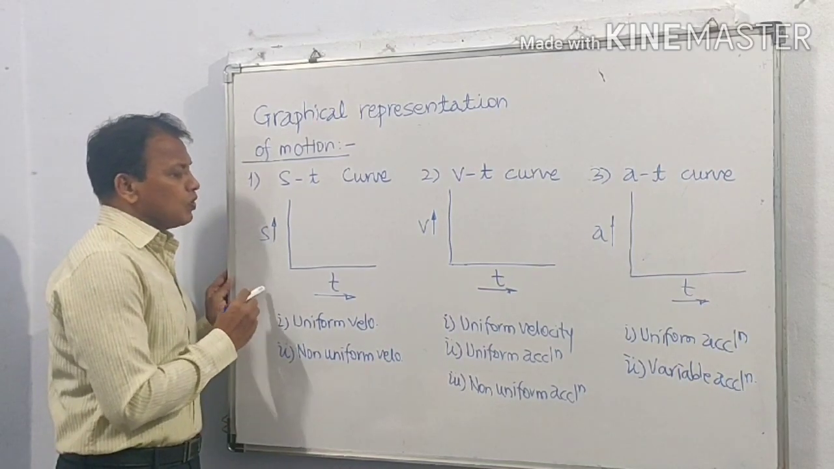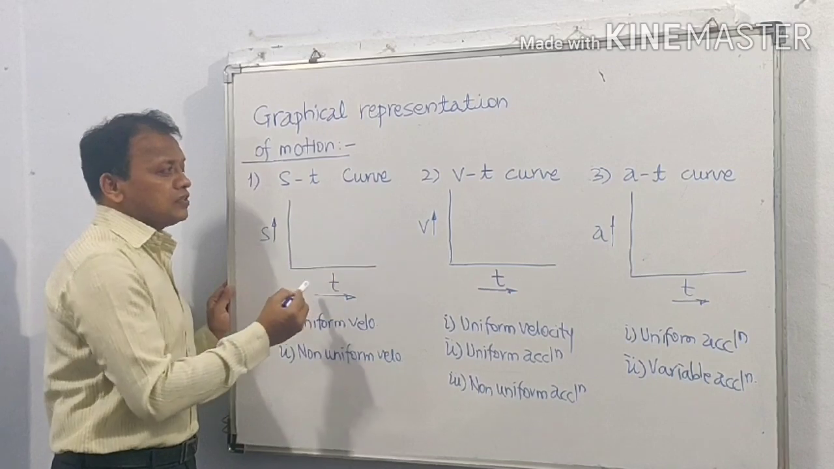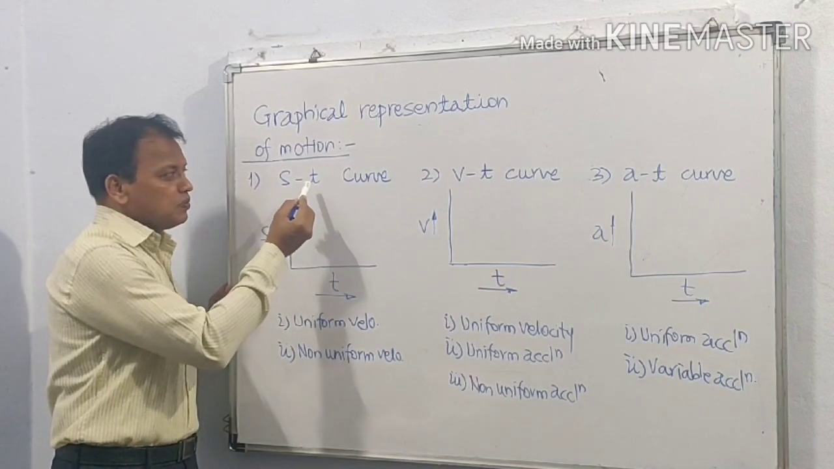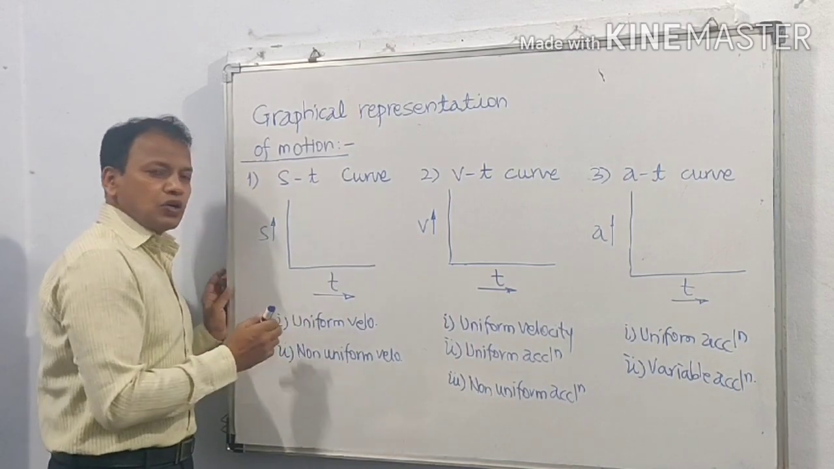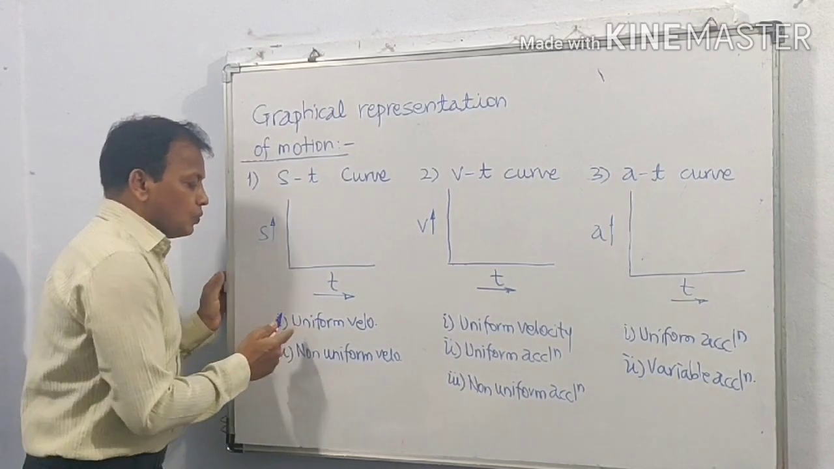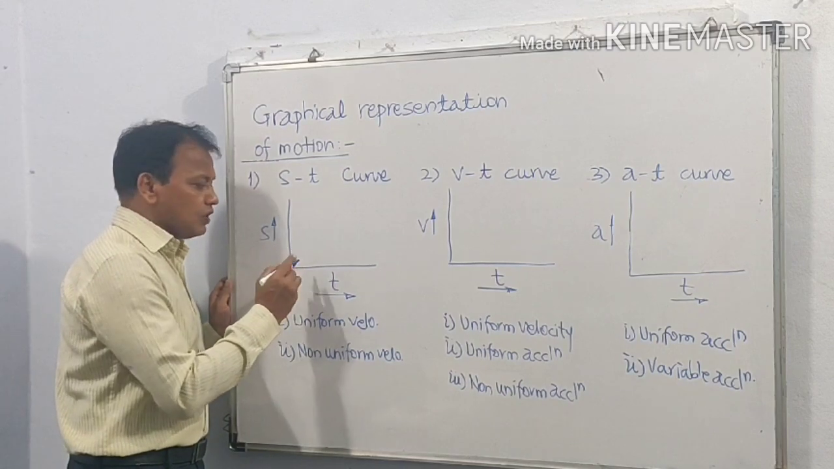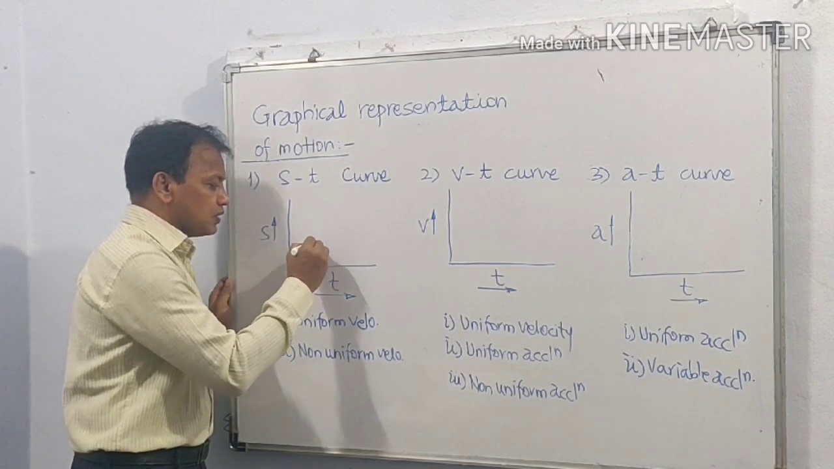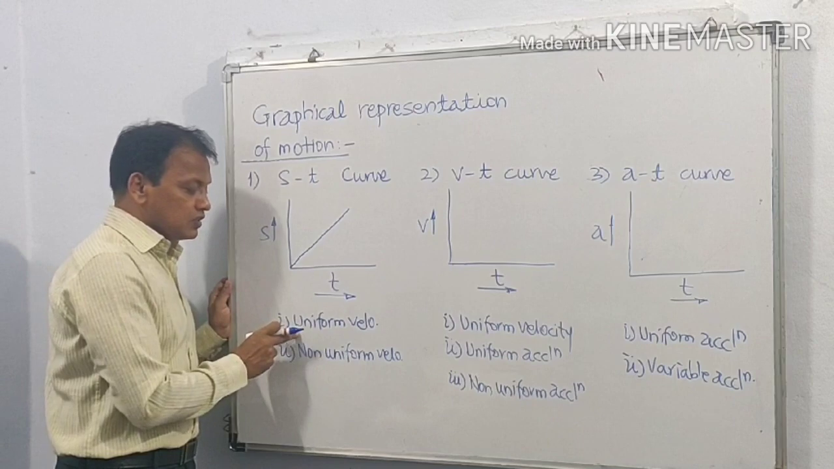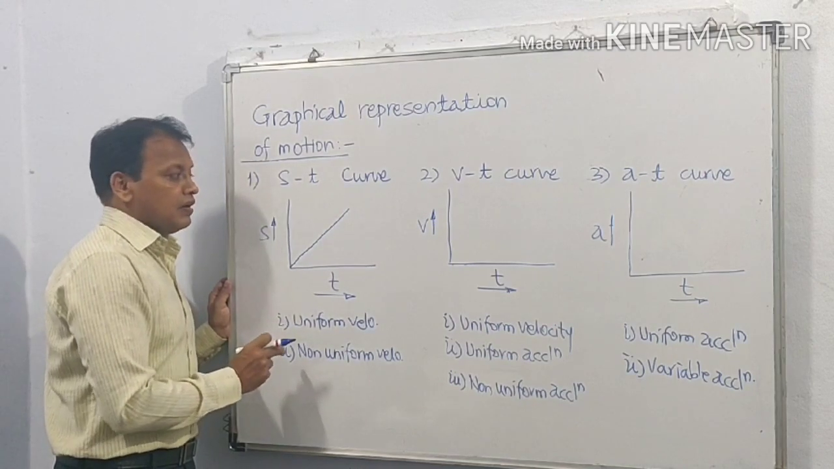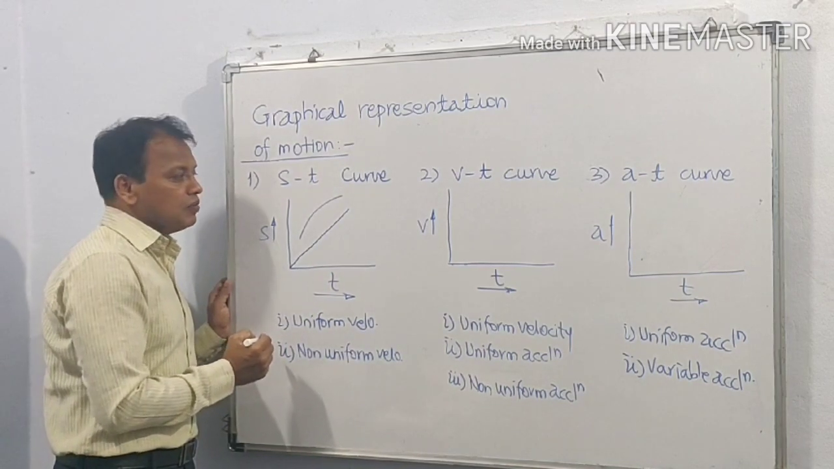Motion is represented in the form of a graph, with y-axis and x-axis. The first type is the ST curve. S is displacement, T is time. So, displacement time curve. Displacement is plotted along the y-axis, time is plotted along the x-axis. Now, with uniform velocity, the displacement with time is a straight line. So this graph will be a straight line for uniform velocity, and for non-uniform velocity the nature of the graph will be in this manner.